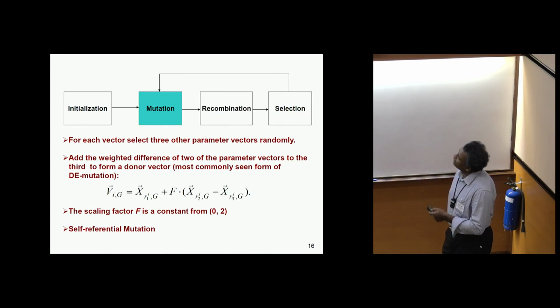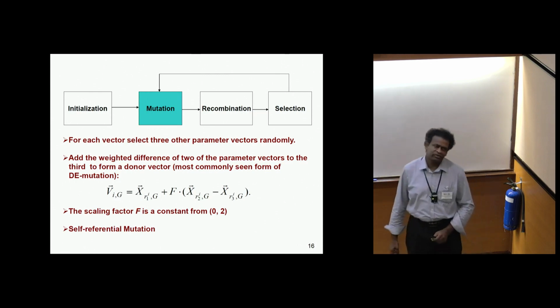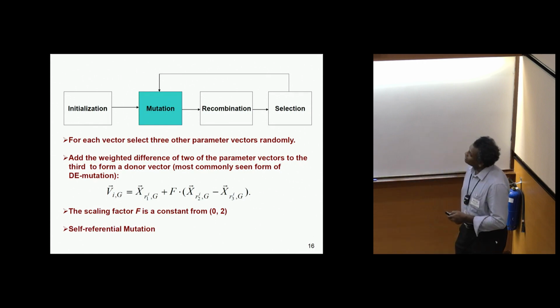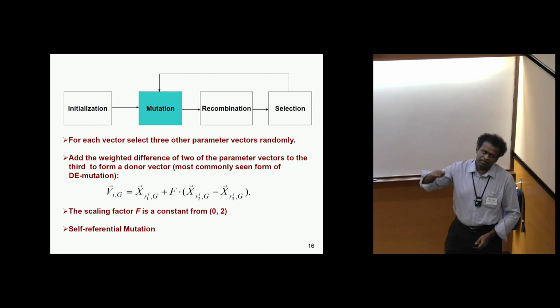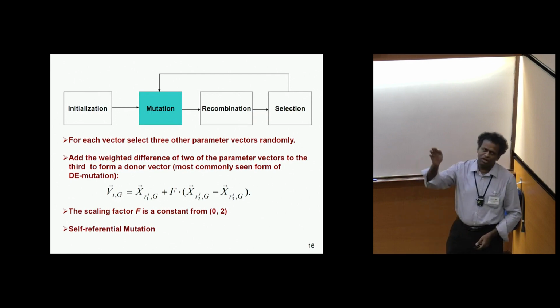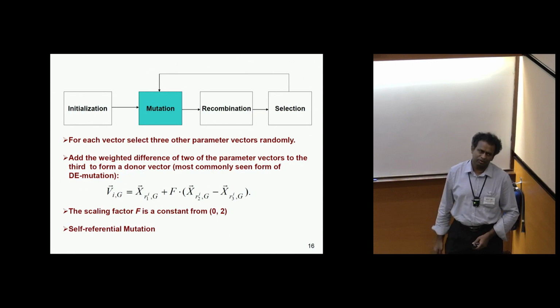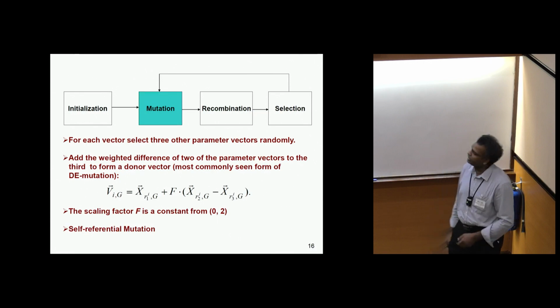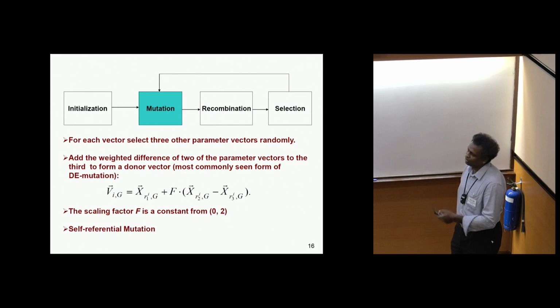This is basically one of the mutation equations. When you talk about mutation, this is the one most commonly used with differential evolution. So I is basically the index for the population member. This index I will run from 1 to NP, since your population size is NP.